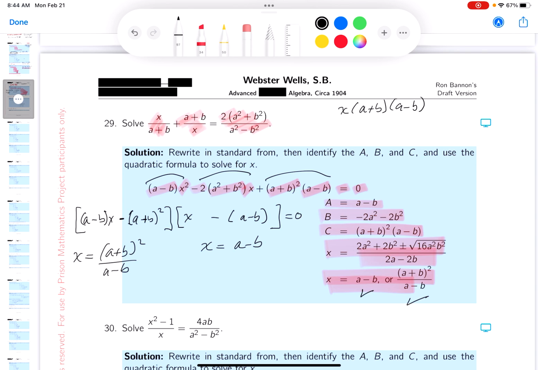And what would I check? I would plug it in and see if it works out. The one issue you might have about this is that x can't be 0 in the problem. So a minus b can't be 0, or a cannot be equal to b in the problem. Those conditions are not written down, by the way.